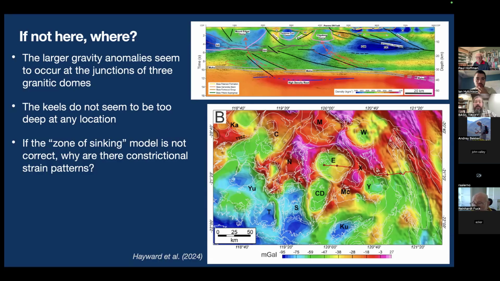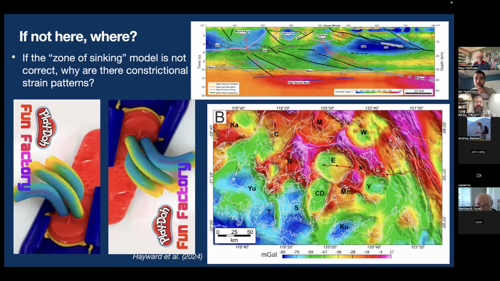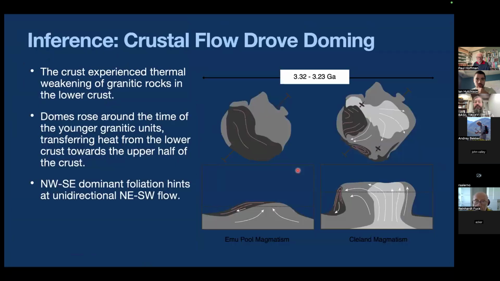There is this other problem, though. If that's true, I at least have no idea why there's constrictional strain patterns. It's got to be telling us something about the processes that are going on, but I really have no idea what it is. It seems like there's the Plato Fun Factory that's either extruding stuff up there or pushing stuff down there, and I have no idea which it is. And we're going to have to use sort of gradients of fabric if we want to sort that out.